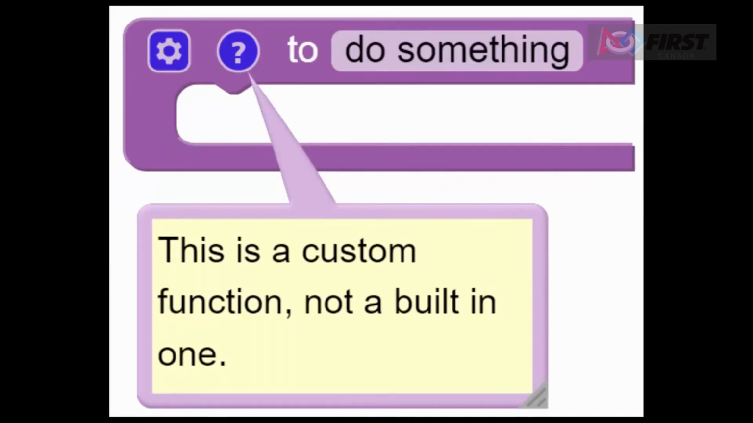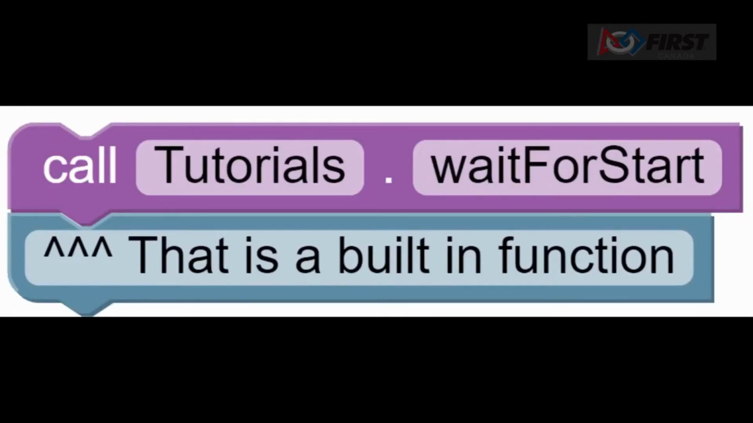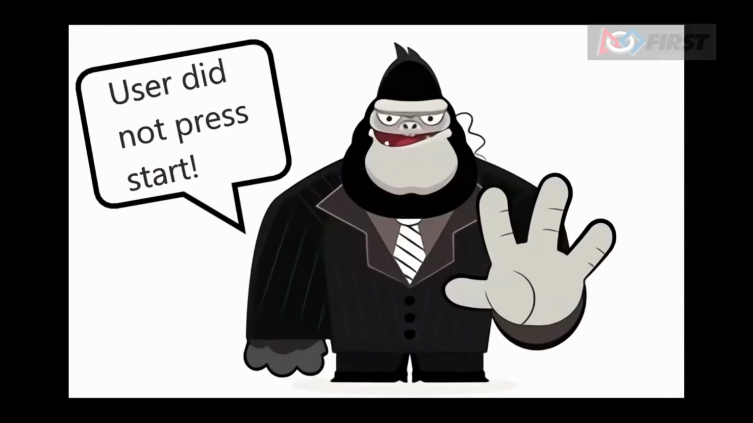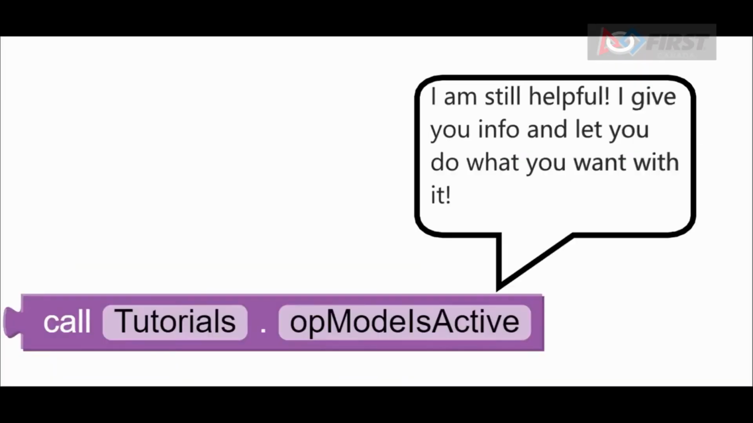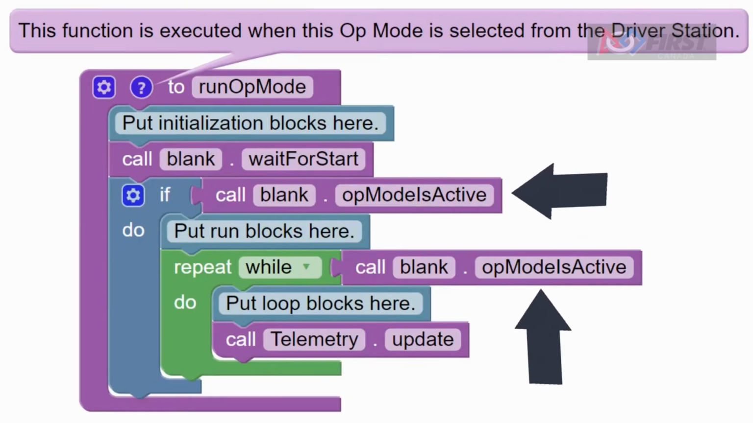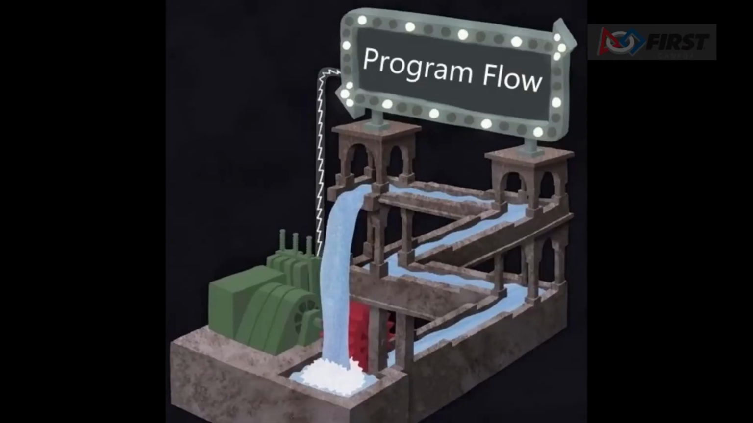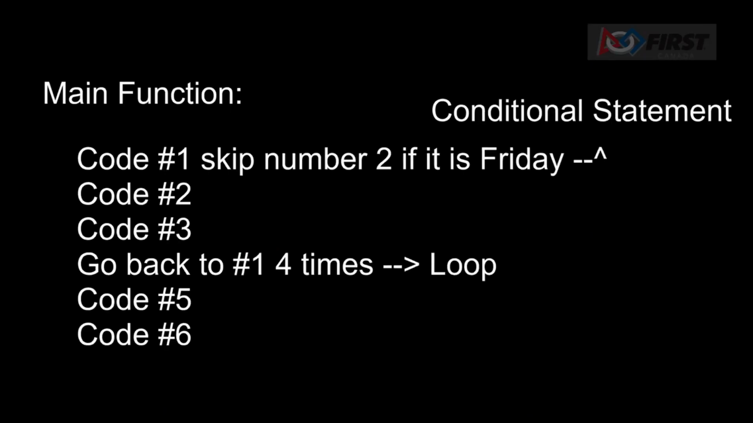Another important thing to know in your effort to understand the pre-built code is what some of the built-in functions do. Wait for start halts program execution until the start button has been pressed. OpMode is active does not do anything, but instead returns true or false, depending on whether or not play has been pressed and stop has not been. We can see this being used by if statements and while loops to control the program flow. We previously discussed program flow and the 3 ways to manipulate it.